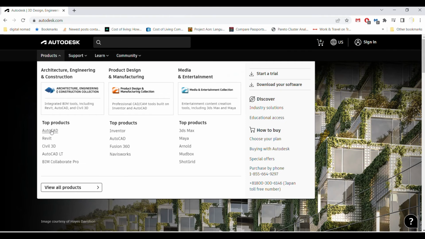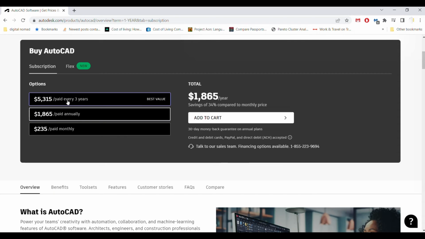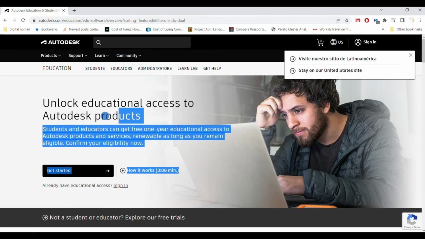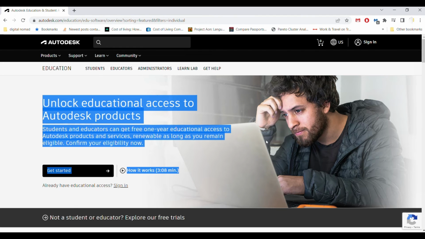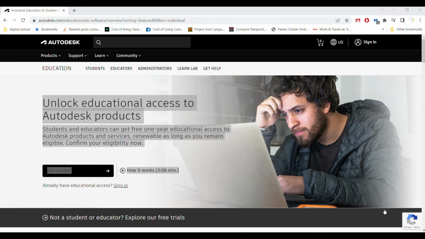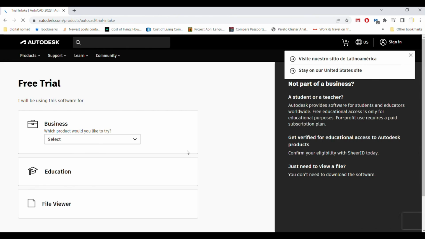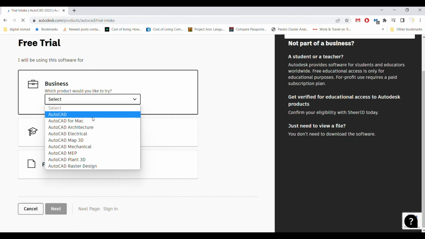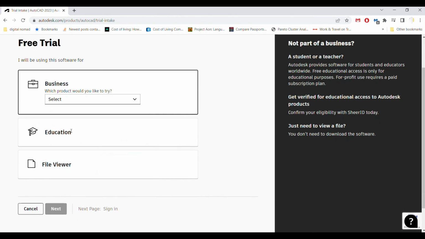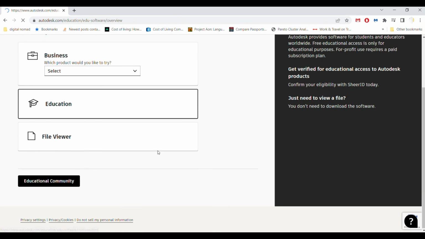Even though AutoCAD is a paid product, students and educators can get free 1-year educational access to Autodesk products, and it is renewable as long as you remain eligible. You can download a free version of AutoCAD on their website, autodesk.com, and you can get a free 30 days trial on their website as well.